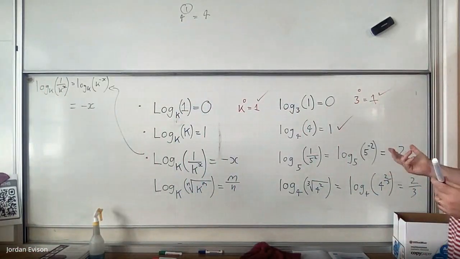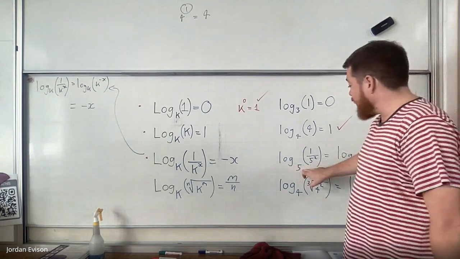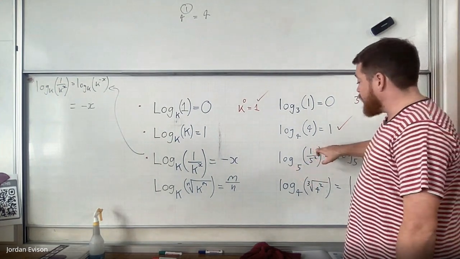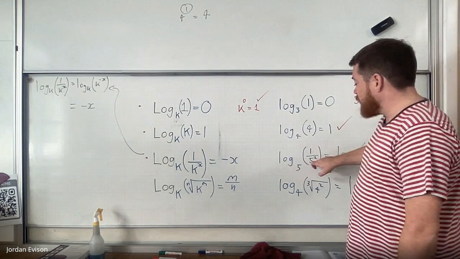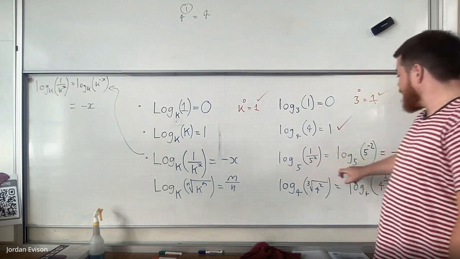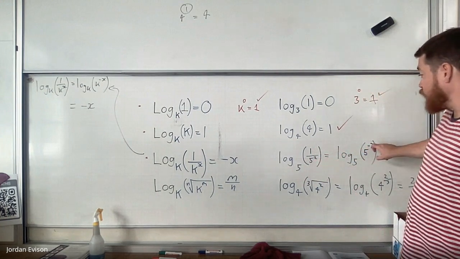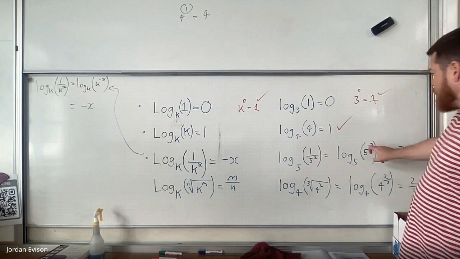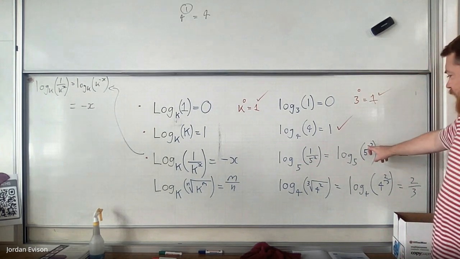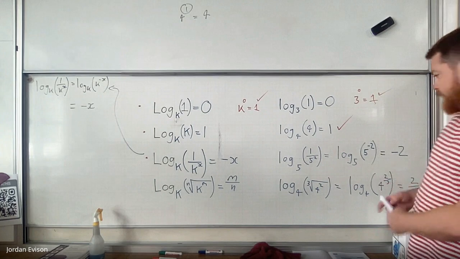What could that look like in practice? Well, if I have log to base 5 and my final result is 1 over 5 squared, we can rewrite that as 5 to the negative 2. So what's the power going to be? Well, we already know it's negative 2 here because we've seen it here. So that makes sense.